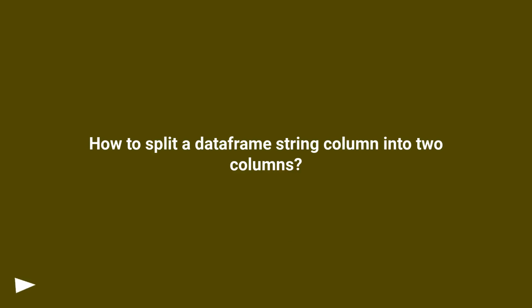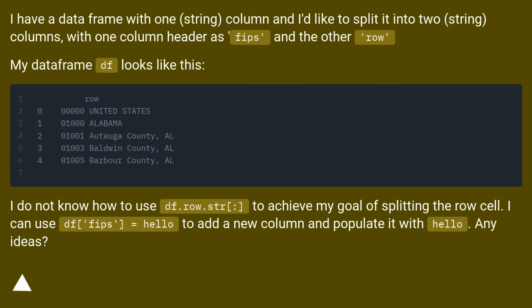How to split a data frame string column into two columns. I have a data frame with one string column and I'd like to split it into two string columns, with one column header as fips and the other row. My data frame DF looks like this.